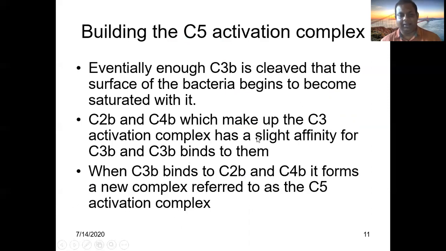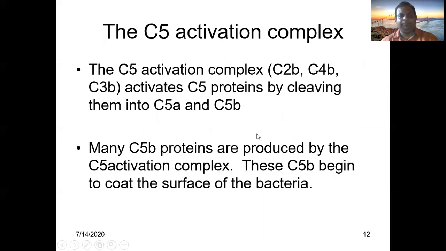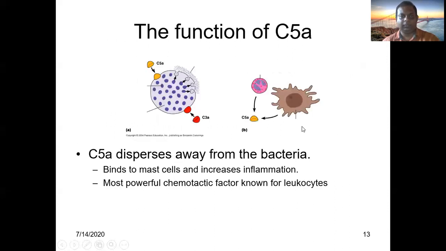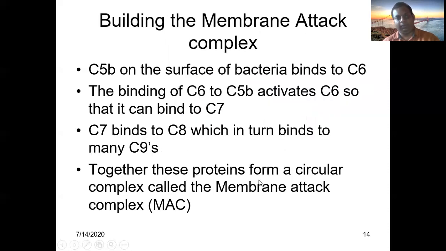I think these details are not much needed. If you know what the classical pathway is, how it is triggered, what C1 is, how it initiates, and how it forms C3B, C2B, C5, C3A, C5A, that will be enough. One function of C5A is that it's the most potent anaphylatoxin, the same as C3A but much more powerful.